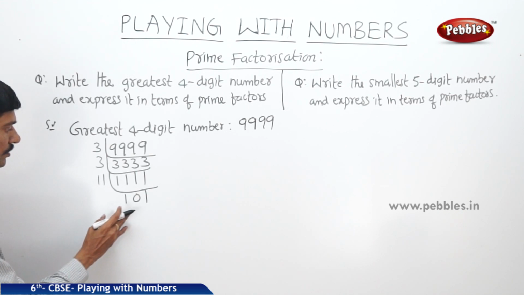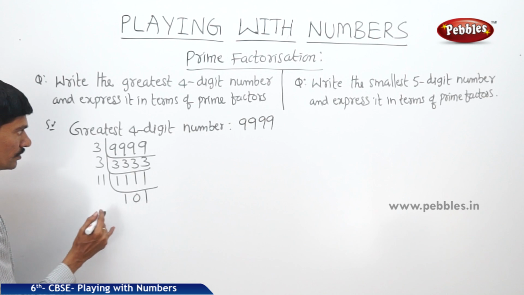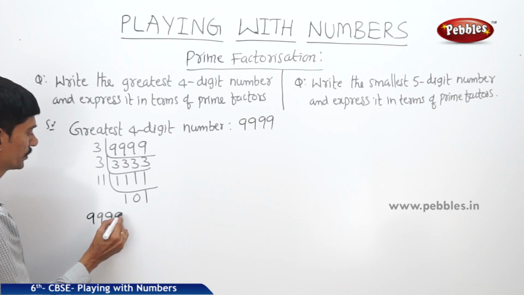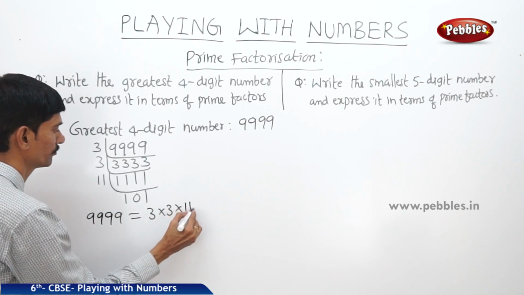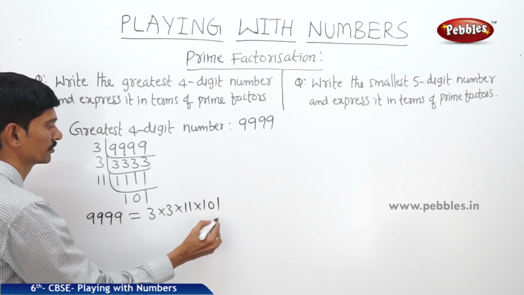So we can write 9999 as the product of prime numbers 3 into 3 into 11 into 101.